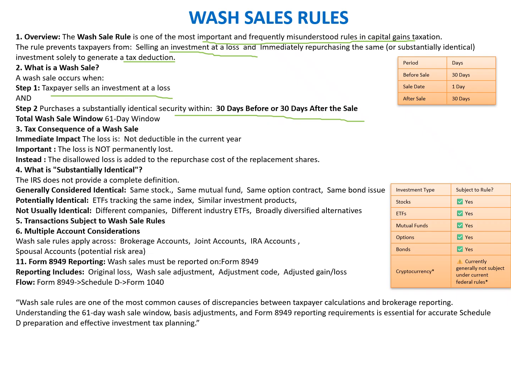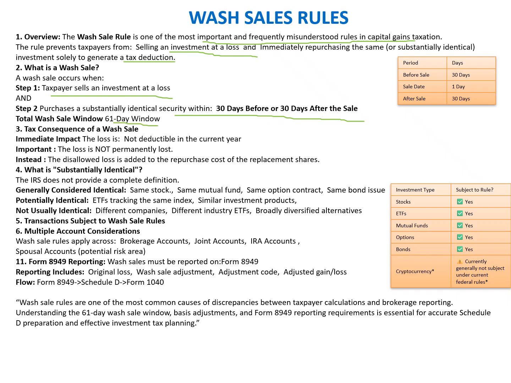The total wash sale window is 61 days, which means 30 days before or 30 days after the sale. If somebody sells a security at a loss and then repurchases it within that window, it is treated as a wash sale.